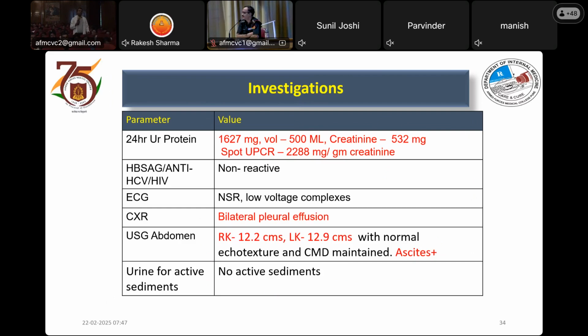For the 24-hour, which method do you use? Sir, by adding sulfosalicylic acid, sir. Sulfosalicylic acid, at least not dipstick, no? No, sir. And then the creatinine. Why are we asking for creatinine levels? For measuring the UPCR, sir, the urine protein creatinine ratio.